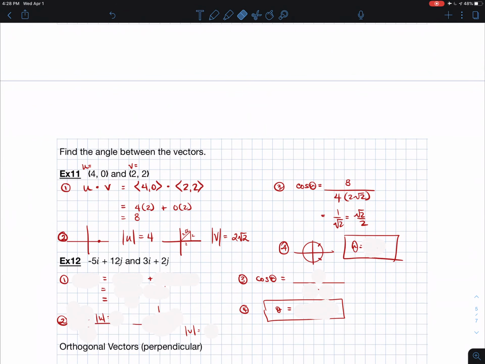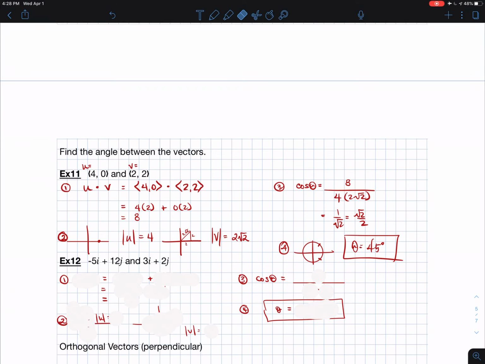My directions didn't tell me whether I should use radians or degrees, so if it didn't tell me, then I'm allowed to use whichever one I want to. So you can either use the 45s or you can use the pi over 4s, okay? And so I'm going to use degrees here, 45 degrees.